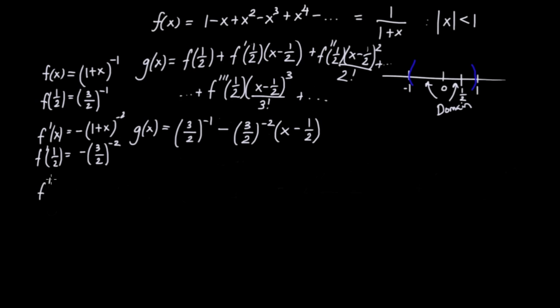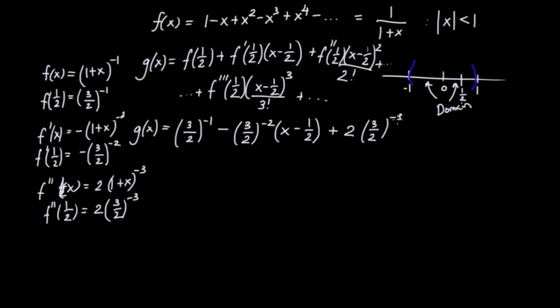Now let's find f double prime of x. That's going to be given by, just move that negative 2 down, so it's going to become a positive 2 times (1 plus x) to the minus 3. And then f double prime at 1/2 is going to be 2 times (3/2) to the minus 3. So let me copy that in there. Plus, notice I get the sign flip once again, 2 times (3/2) to the minus 3 times x minus 1/2 squared over 2 factorial.